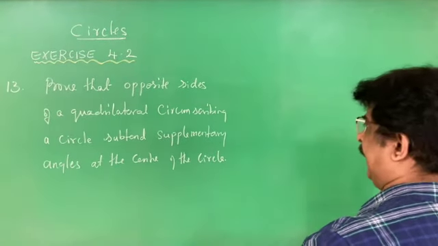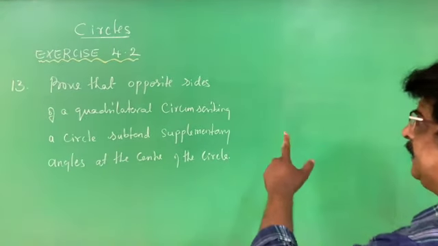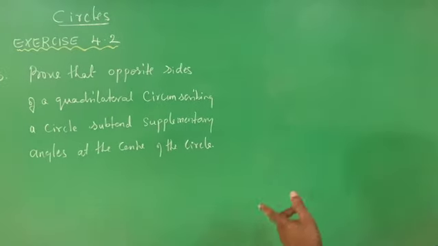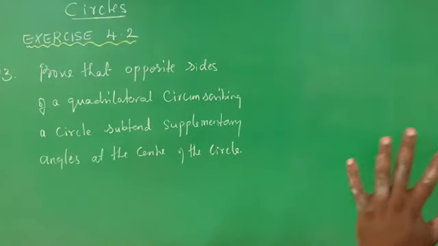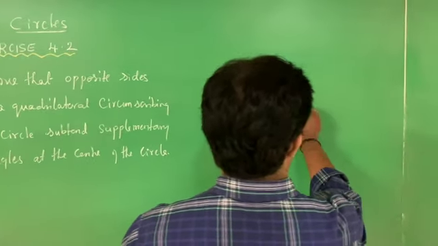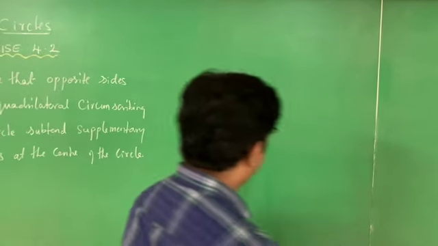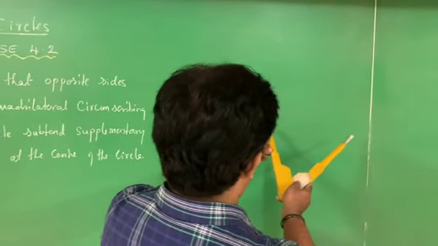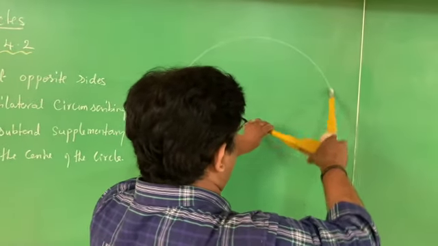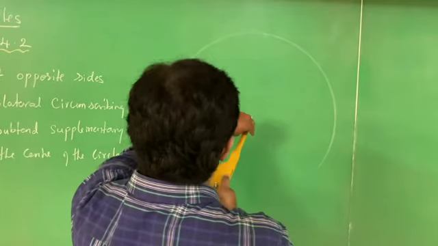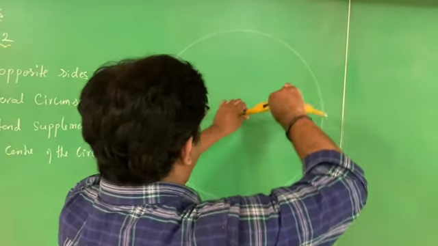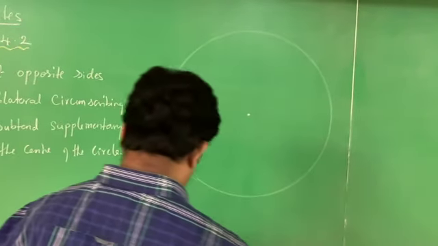What he is telling is, prove that opposite sides of a quadrilateral circumscribing a circle subtend supplementary angles at the center of the circle. Here there is a circle. I draw a circle with any convenient radius. If you draw a rough diagram it is also okay, but it is always better to use the instrument box to solve problems of geometry.